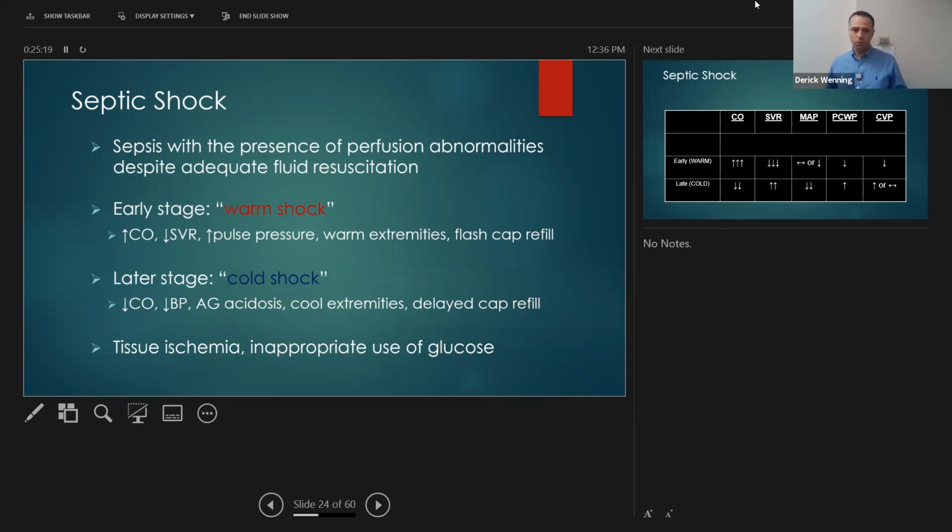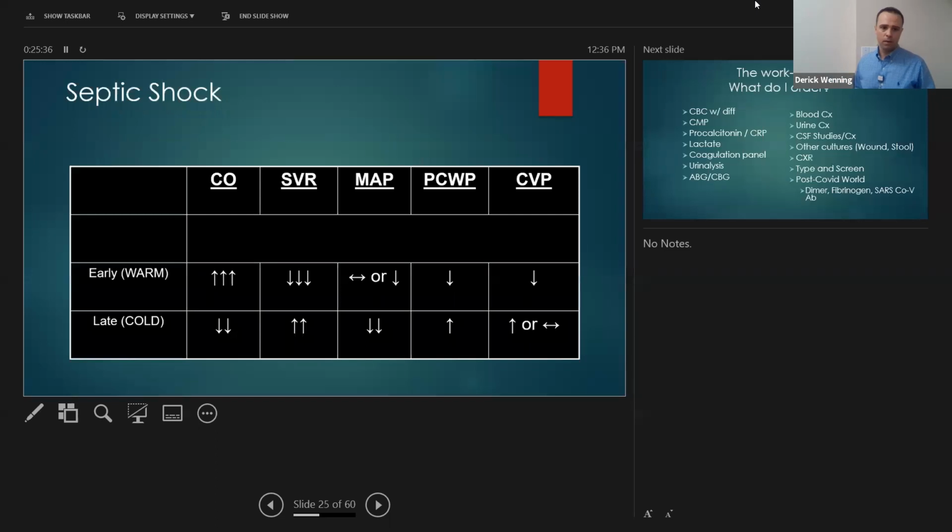The late stages of the cold shock is where your heart is starting to dysfunction. You'll have hypotension. You'll develop the anion gap acidosis due to buildup of lactate, cool extremities, and delayed cap refill. You have tissue ischemia, and you have inappropriate use of glucose, or basically just not enough substrate to produce any energy. So this is basically the chart version of what I just said.